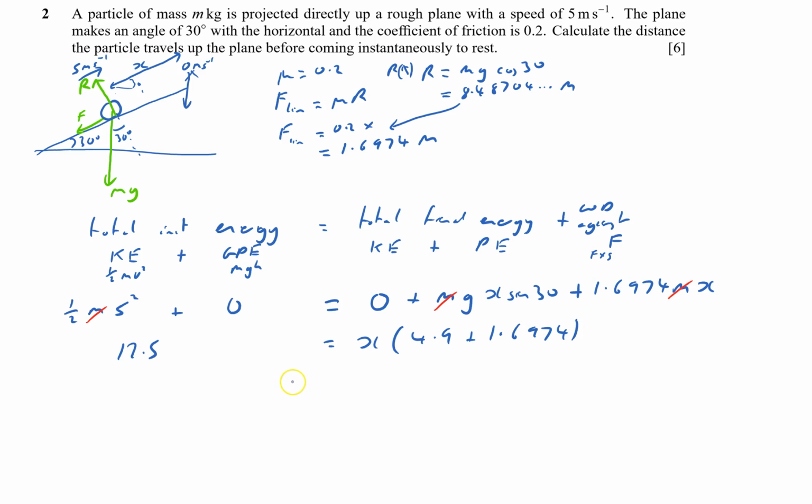1.6974. So that'll give me x equals 12.5 divided by 6.5974, which equals 1.89468, which equals 1.89 meters to 3 significant figures.